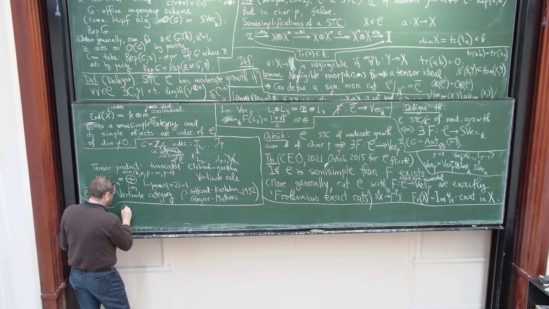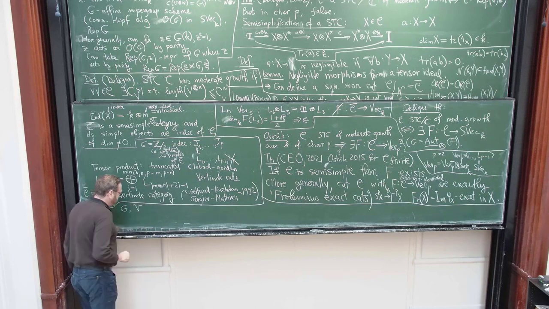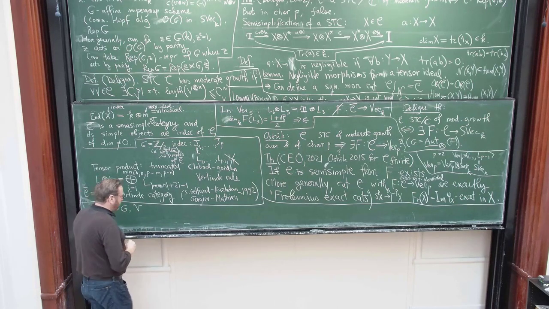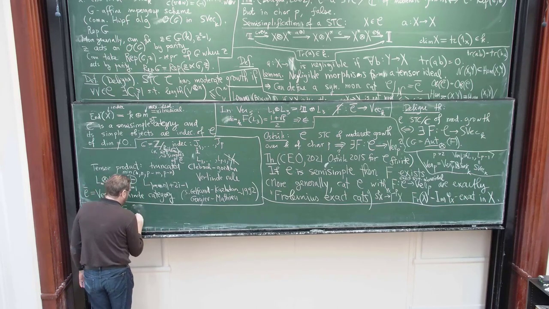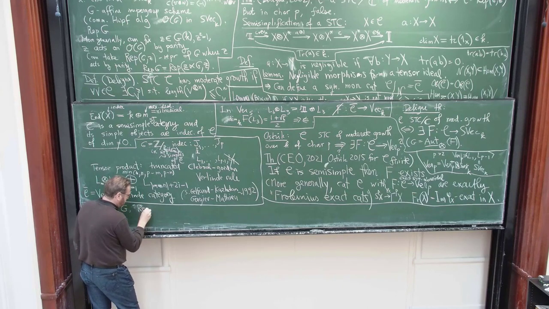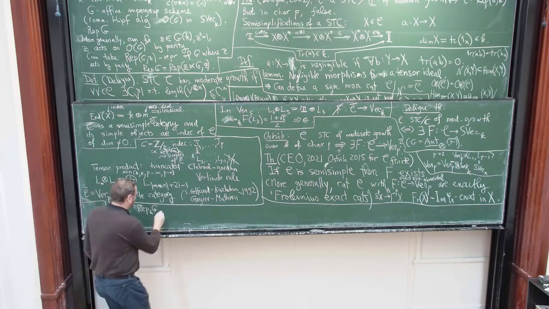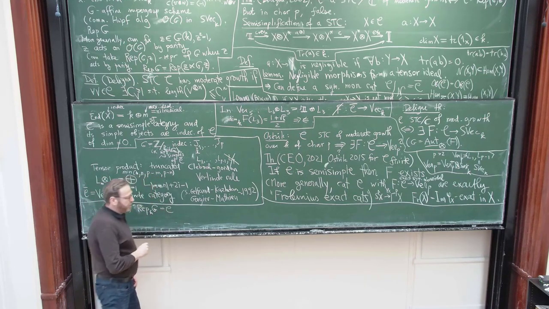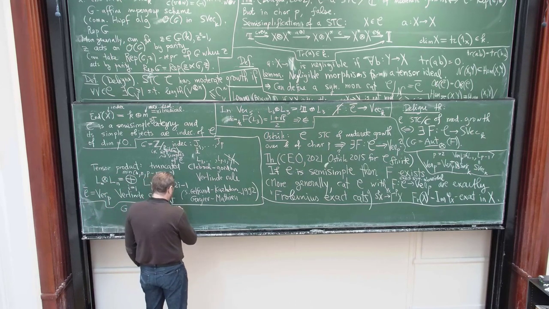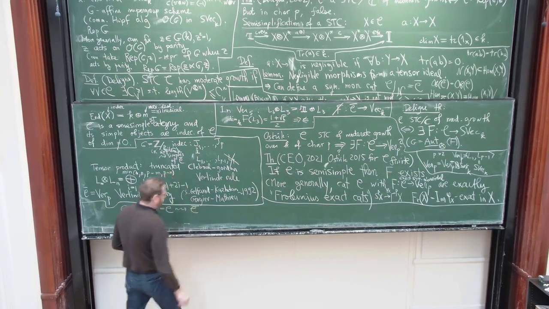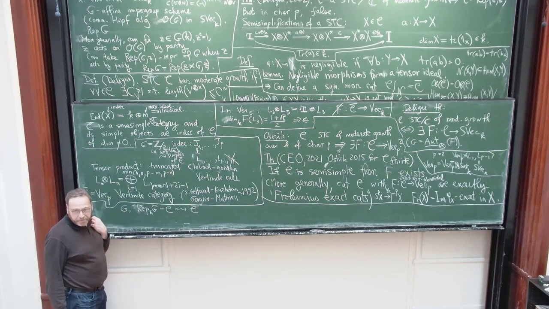So you have some group G, and you have some representation V. You have the representation category of G, call that C. Then we can attach to it a category C bar, which is the semi-simplification.